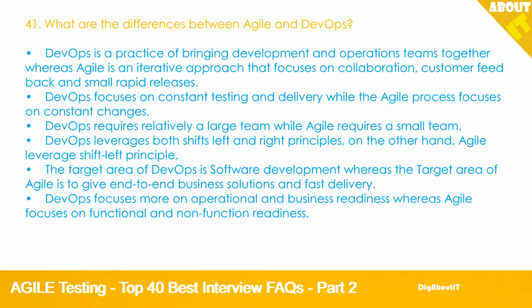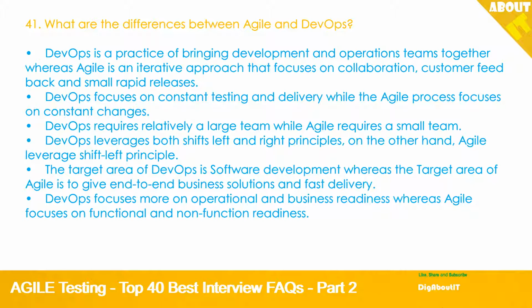41. What are the differences between Agile and DevOps? DevOps is a practice of bringing development and operations teams together, whereas Agile is an iterative approach that focuses on collaboration, customer feedback and small rapid releases. DevOps focuses on constant testing and delivery, while the Agile process focuses on constant changes. DevOps requires relatively a large team, while Agile requires a small team. DevOps leverages both shift left and right principles. On the other hand, Agile leverages shift left principle.